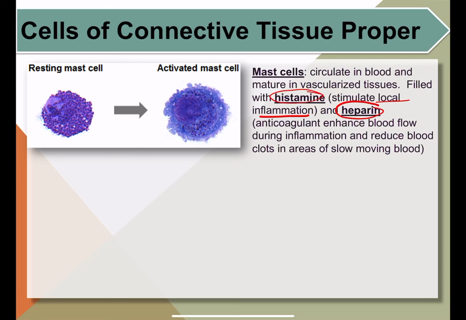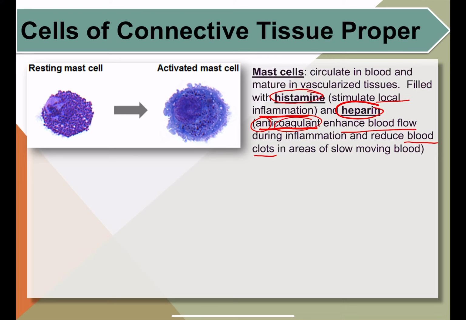Okay. Heparin acts as an anticoagulant that enhances blood flow during inflammation. As its name suggests, anticoagulant, it doesn't promote coagulation of blood, meaning solidifying of the blood. Sometimes blood will coagulate and form clumps, such as forming a blood clot. So heparin prevents the area of injury from forming blood clots within that area and also enhances that blood flow.